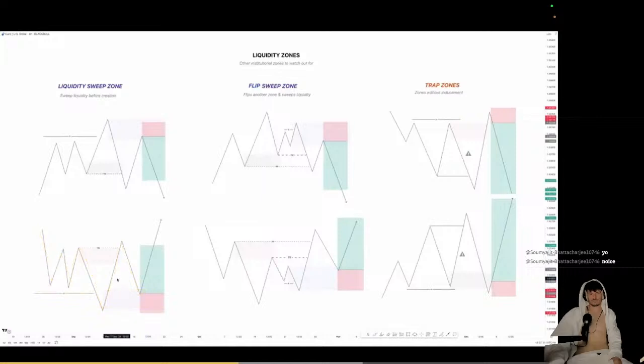Now that's for sweep zone. Like I said, if you don't understand a single word I just mentioned, don't worry. This is more advanced stuff. Later on, you will learn more about this sweep and flip plus sweep zones. We will definitely revisit this again later on in the course. For now, just know that they exist.